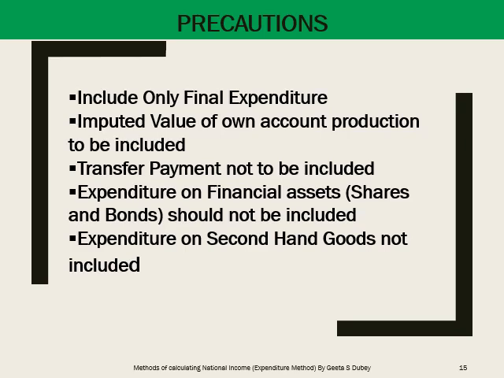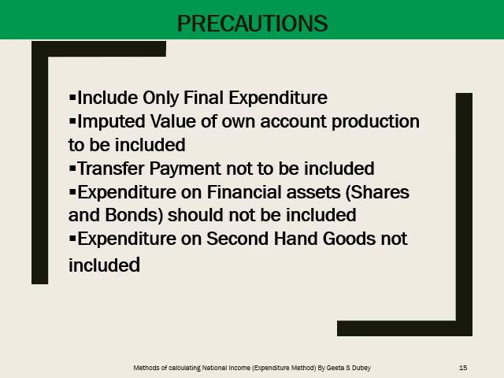First, expenditure only on final goods and services are required to be included because it causes corresponding flow of goods and services. The intermediate goods are already included in final expenditure, and if intermediate goods and services are included, it will lead to the problem of double counting. The imputed values on own account production, that is production of goods for self-consumption, imputed value of rent of owner-occupied house, free services from the general government, all should be included.